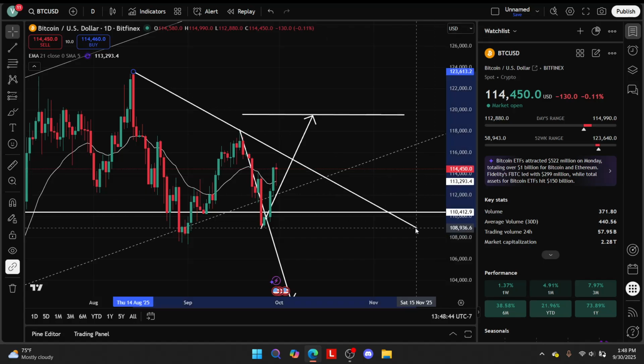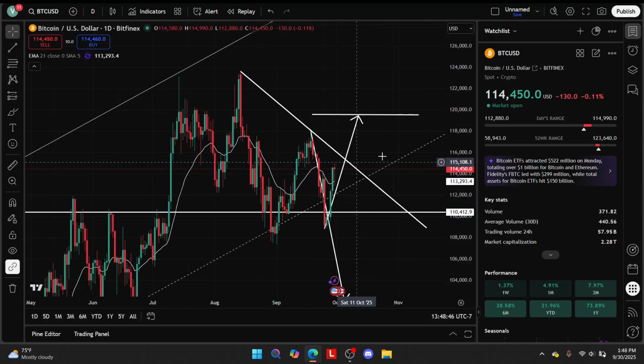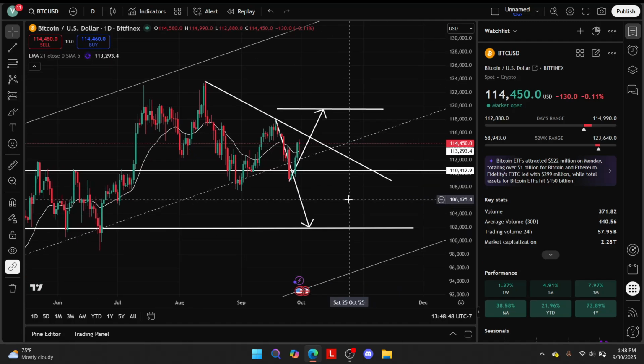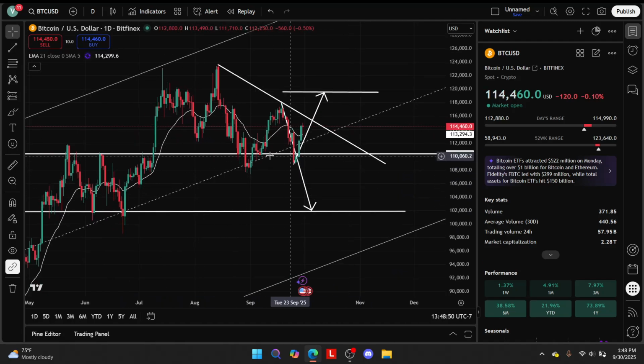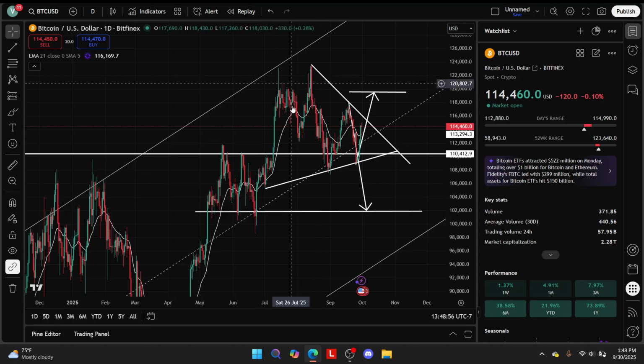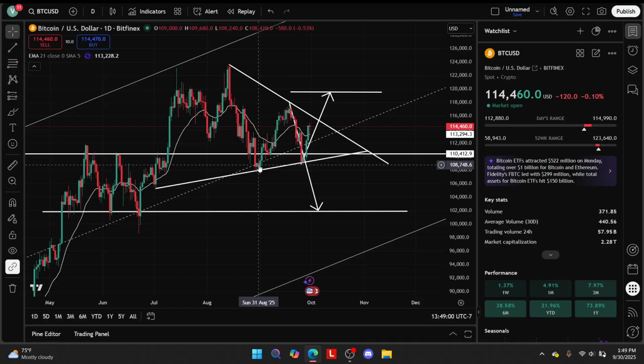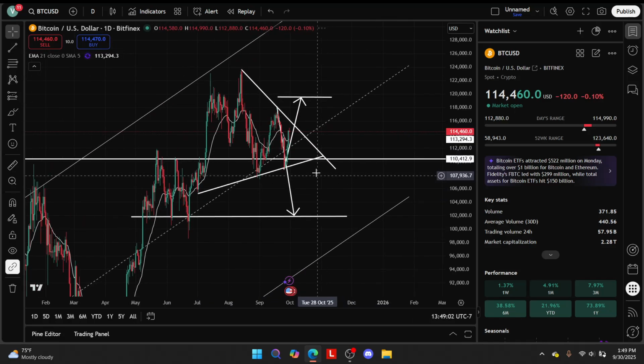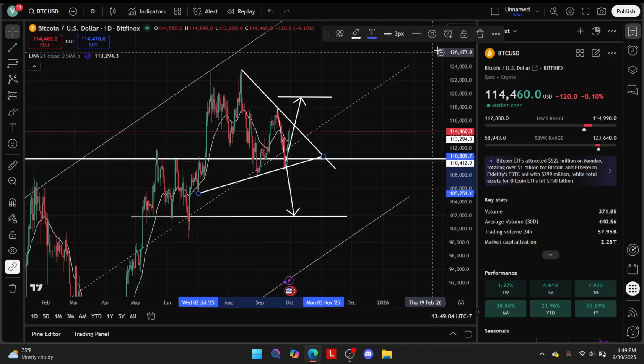I want to see a decisive break of this downward sloping trend line as well. So Bitcoin looking pretty good so far. This looks like a converging pattern: a downward sloping trend line, an upward sloping trend line. So we're seeing lower highs, higher lows. It's converging, looking like it's trying to break out soon.